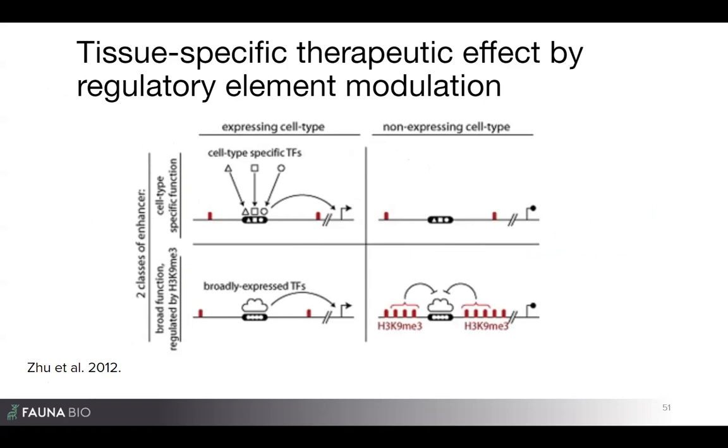And so here's an example of a regulatory element. On the top, this says cell type specific function. In this case, it's mediated by cell type specific transcription factors. So when those are in a cell type where they're expressed, that regulatory element is activated. When they're not expressed, it's not, as compared to other regulatory elements which are more global.